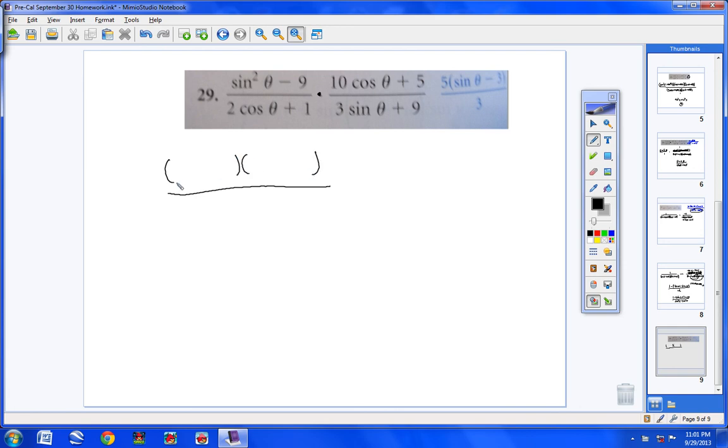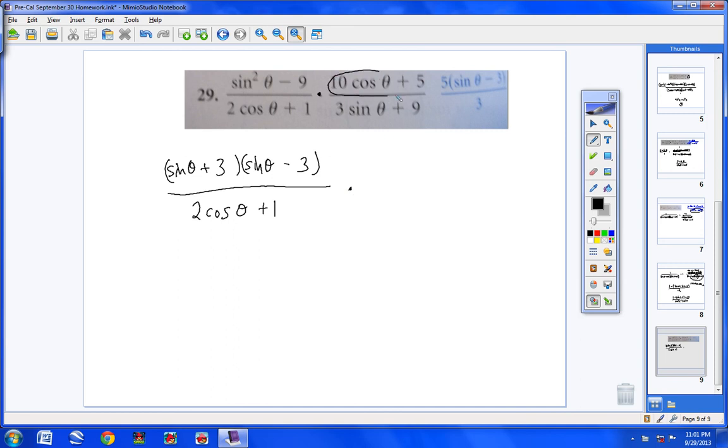The square root of sine squared is sine. So I'm going to put sine and sine. The square root of 9 is 3, so I'm going to put a 3 and a 3, put a plus, and put a minus. Now let's come down to the denominator. I see absolutely no factoring at all that I can do to that, so I'm just going to leave it alone. Hopefully I'll be okay with that.